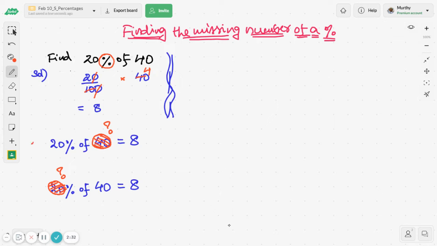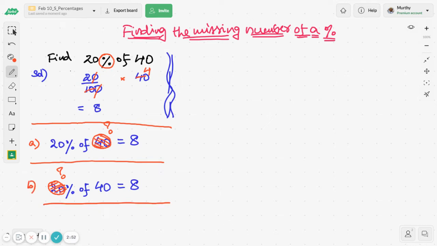Okay, so you'll be having two kinds of questions. The first one is 20% of what number equals 8? Of course, I know the answer is 40 because just now we have done it. What percentage of 40 equals 8? This is the second model. Okay, so let's go to the next page.